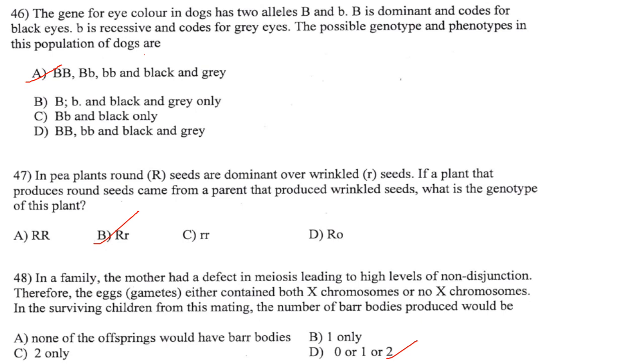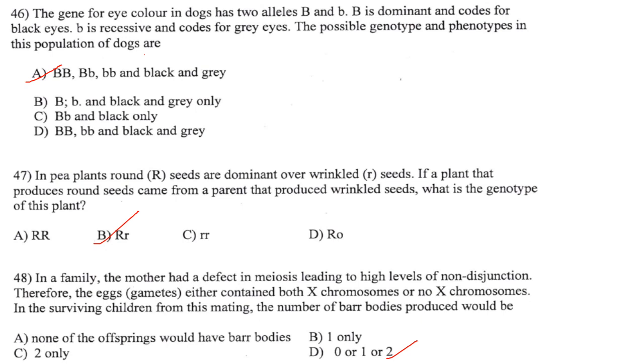The next one. In pea plants, round seeds are dominant over wrinkled seeds. If a plant that produces round seeds came from a parent that produced wrinkled seeds, what is the genotype of this plant? So naturally it is heterozygous because it produces round seeds coming from a parent with wrinkled seeds. So naturally it is a heterozygote. So the genotype will be capital R, small r.